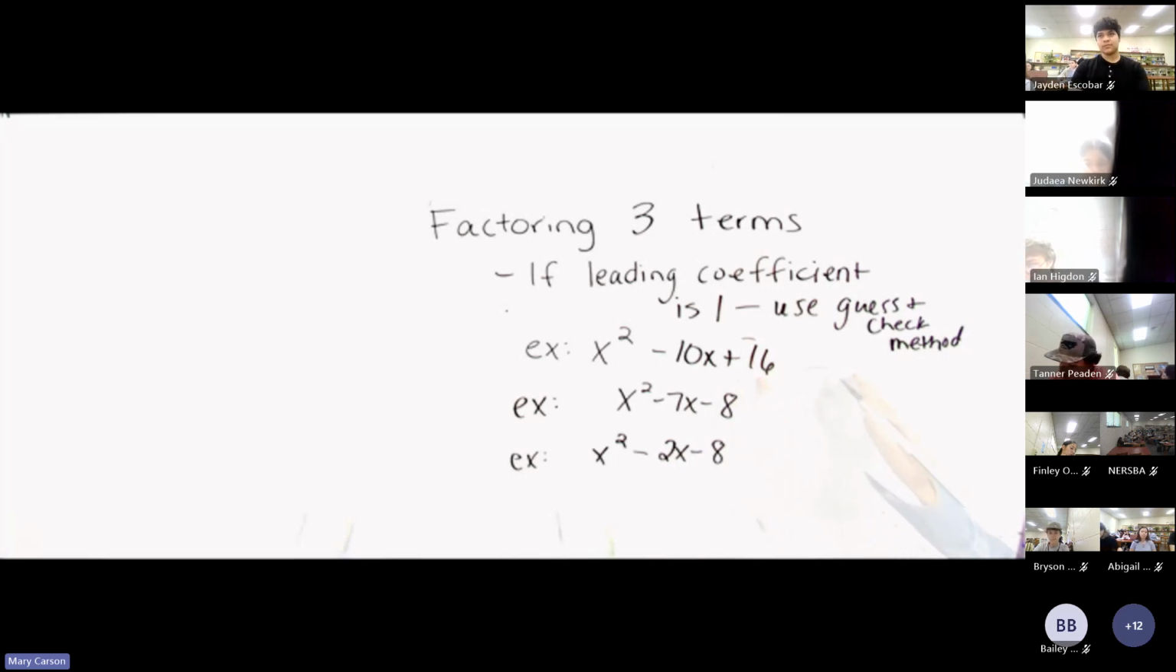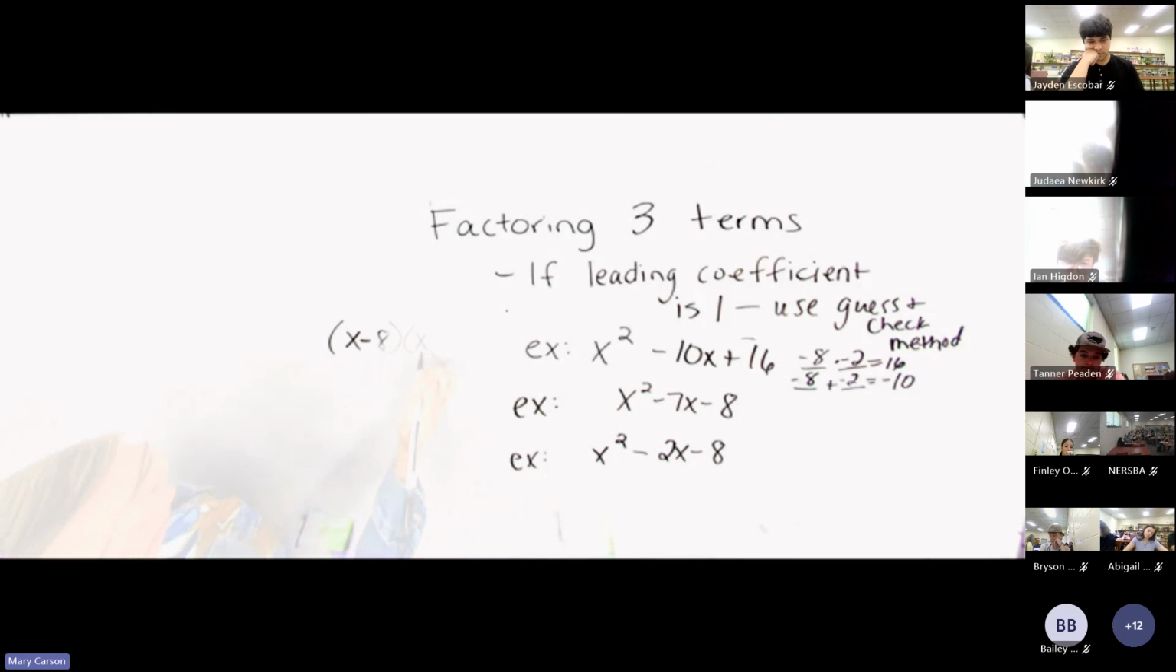I want two numbers that multiply to give you 16, but add to give you negative 10. What would that one be? Good. So negative 8 and negative 2 multiply to give you 16, and then negative 8 and negative 2 add to give you negative 10. So this one, you should have gotten x minus 8 times x minus 2. Questions on that one?